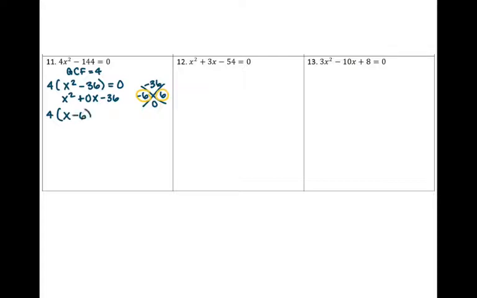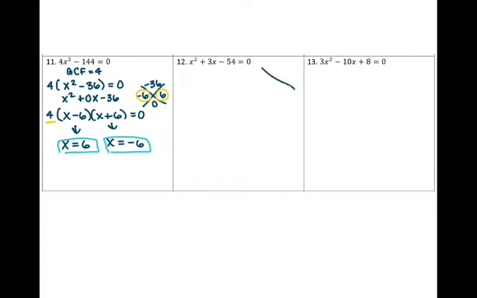x minus 6, x plus 6 equals 0. This first one is going to give me x equals 6. The second one is going to give me x equals negative 6. This 4 in the front, you don't really have to worry about since it doesn't have an actual x with it, so that's not going to yield any sort of solution. So we just have 6 and negative 6 from our factors.